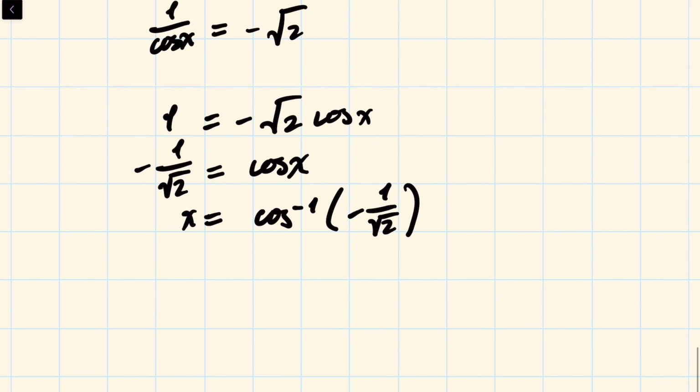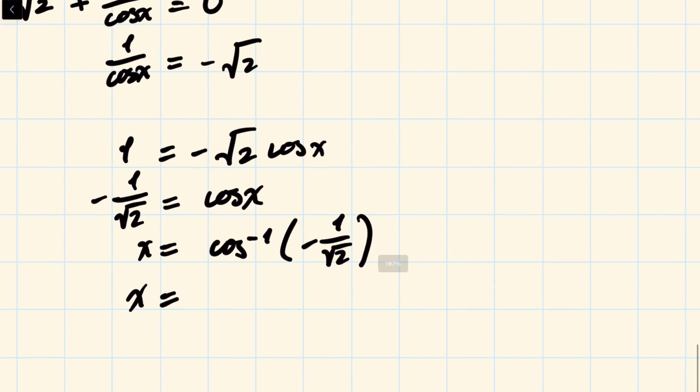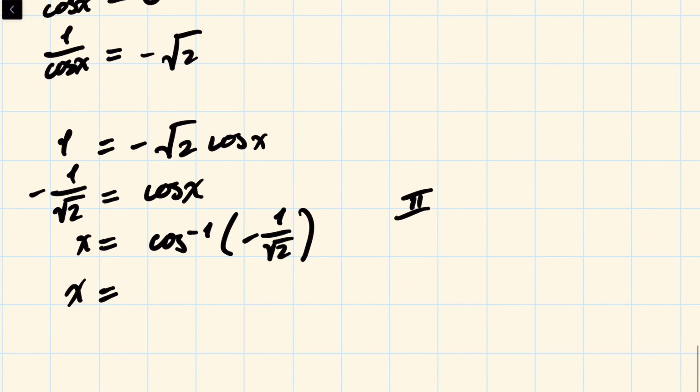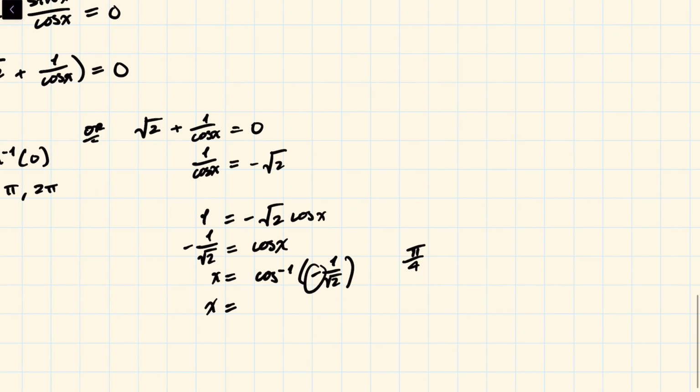Okay, and our solutions for this, that's a special angle here. It corresponds to a special angle, 1 over root 2. It is pi over 4. Okay? But it's negative, right? So we need to look at our Cartesian plane here, at our CAST system.